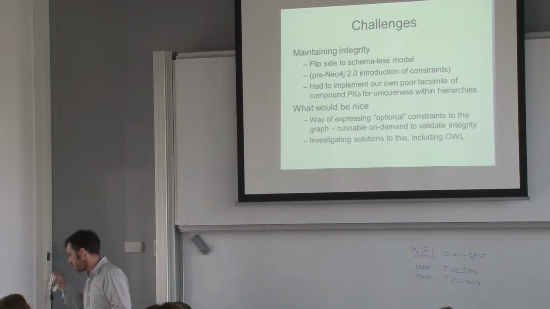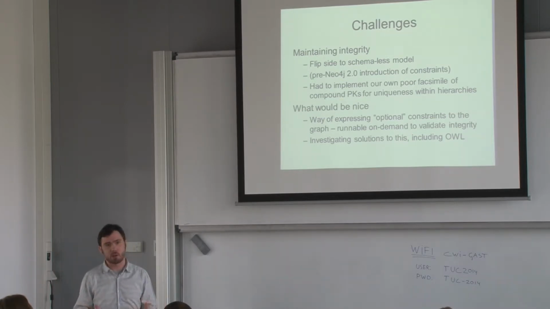The challenges. Clearly, the flip side to having a schemaless model that allows you to evolve the data set very easily is that it's not so easy to keep it all working in production. Neo4j have started adding some more integrity checking features in their latest 2.0. We're still on 1.9. We've had to do a few things I don't particularly like in order to ensure that we can maintain the integrity of the data.